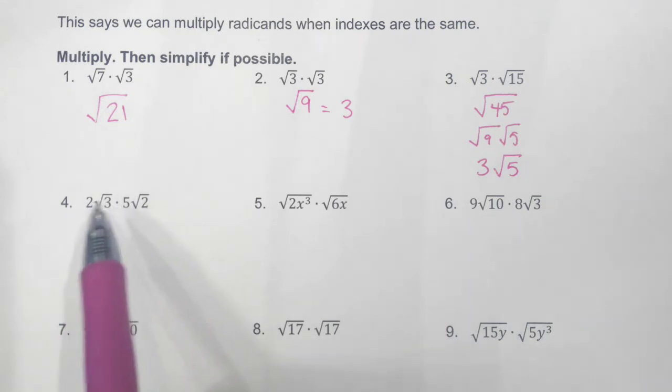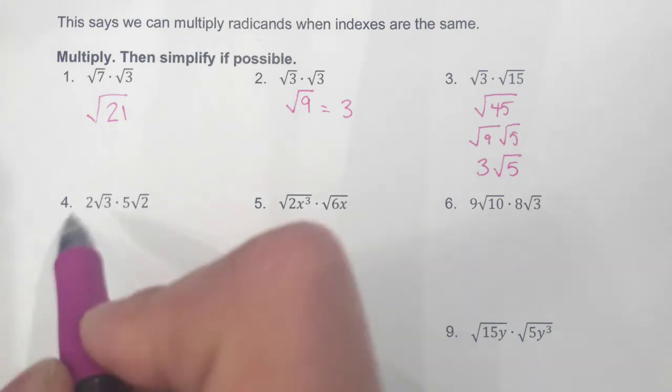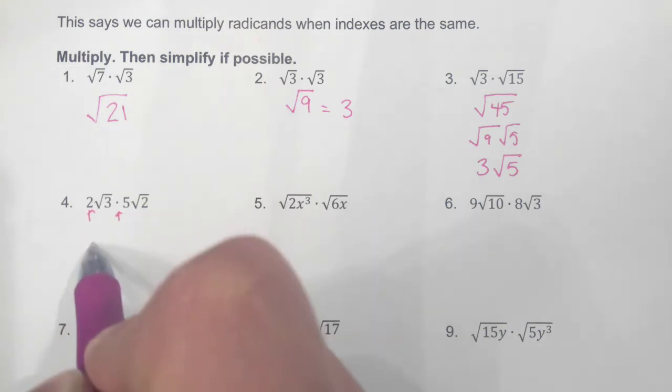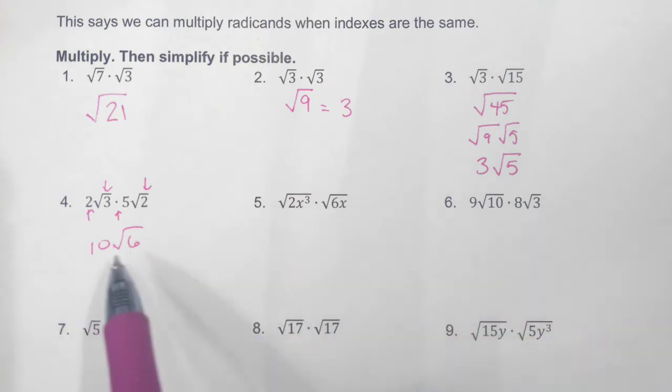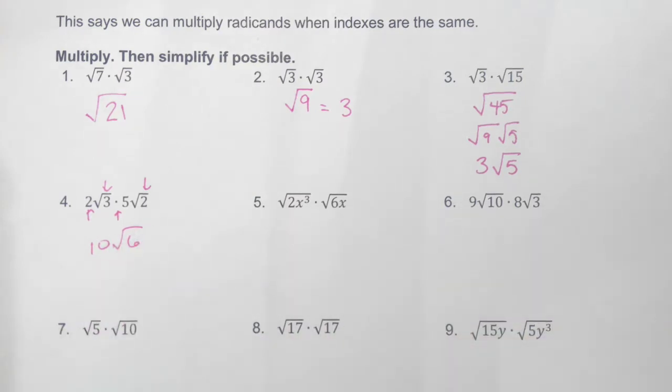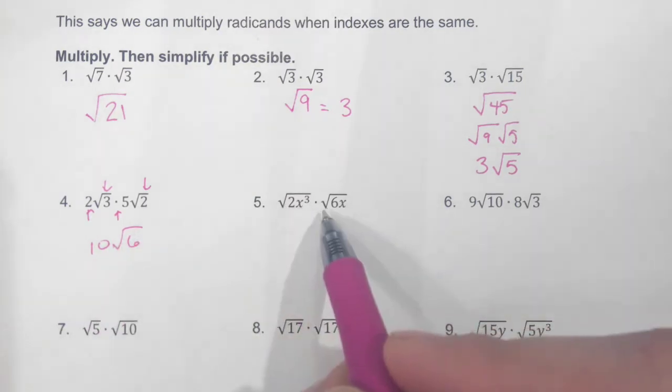Number 4, we add some coefficients out front, so you're just going to multiply corresponding parts. 2 times 5 is 10. 3 times 2 is 6. Does the square root of 6 simplify? No, so that's as far as that will go.